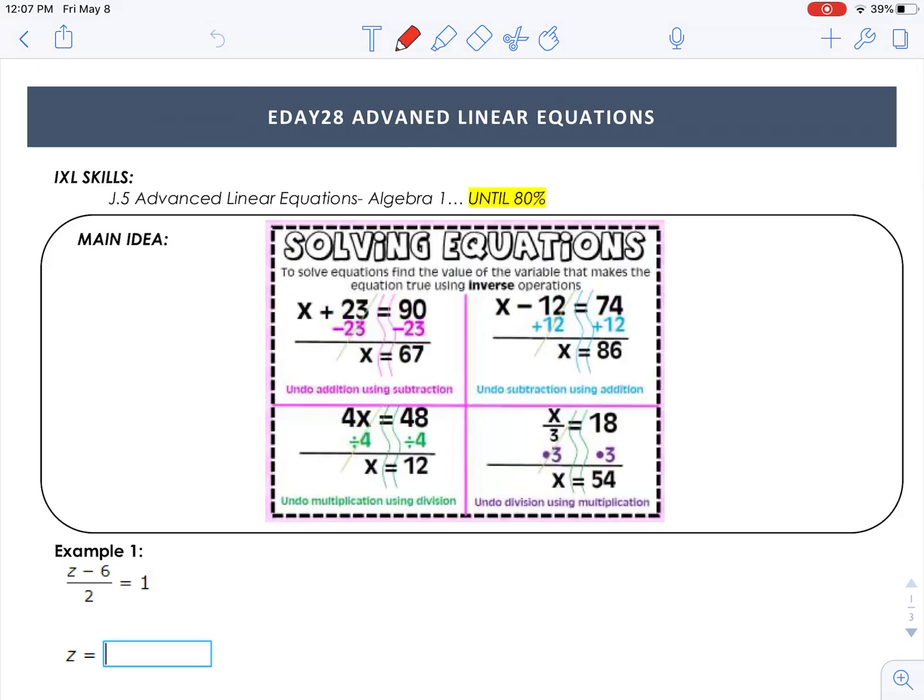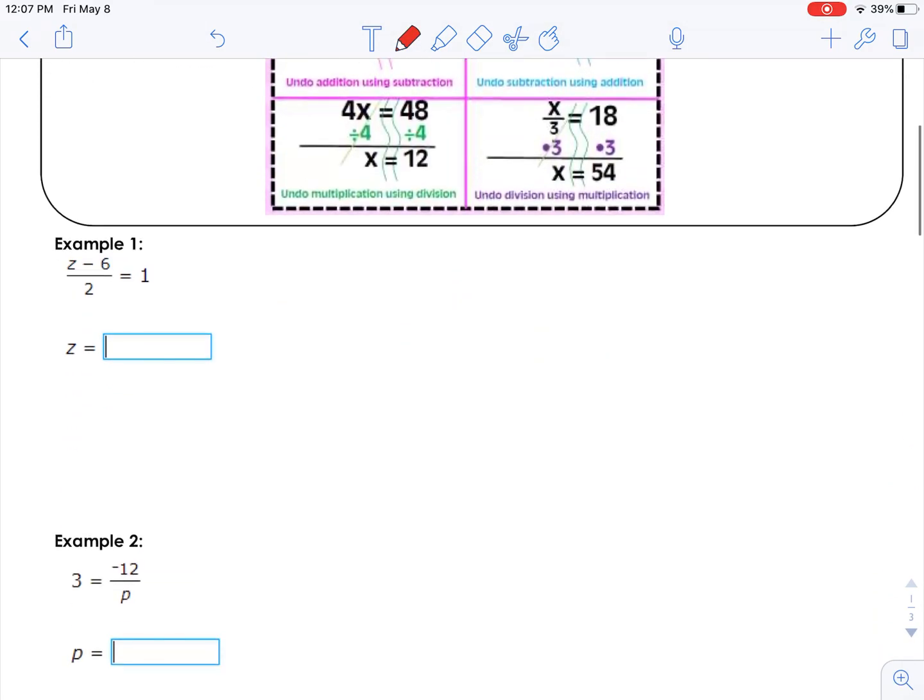Welcome to eDay28. Today is Tuesday. We are going to be continuing solving equations. This is going to be J5 Algebra 1. You only need to go to 80% today.